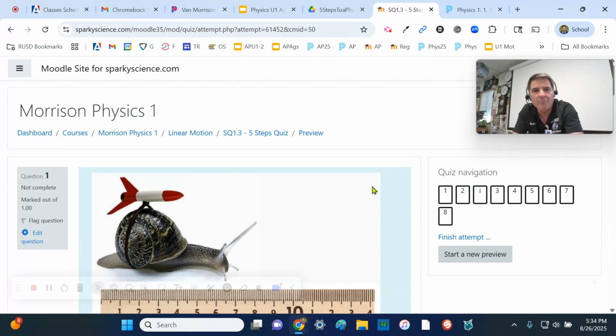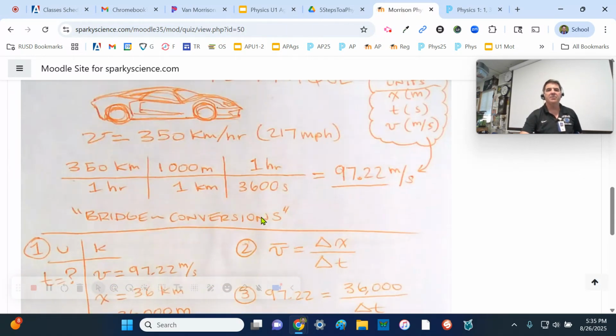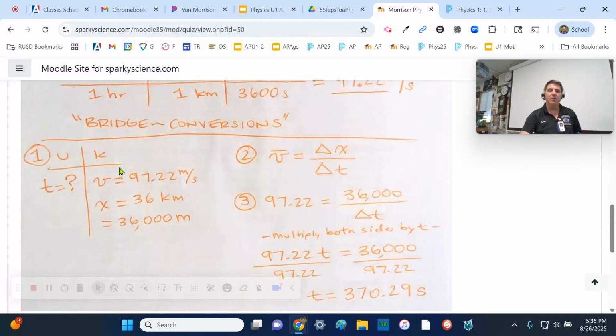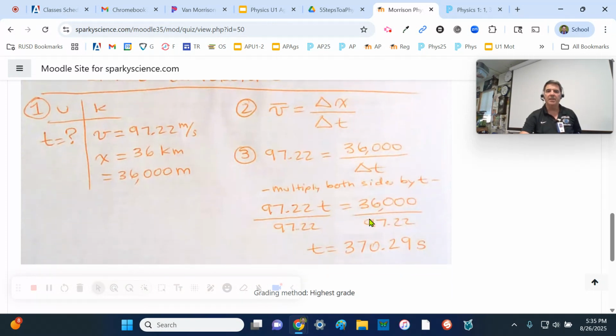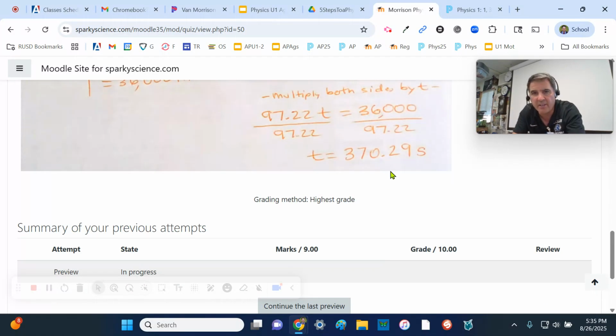So go back to this again, scroll down, 5 steps. I got my knowns and unknowns. I got my equation, but I'm solving for t this time, so I didn't rearrange it. I'm just going to solve for t. And then I solve for t, and I get 370.29 seconds.